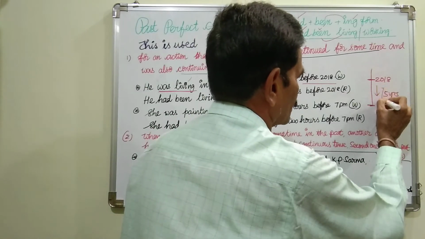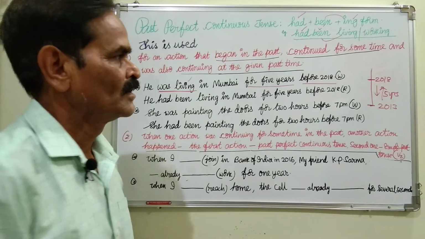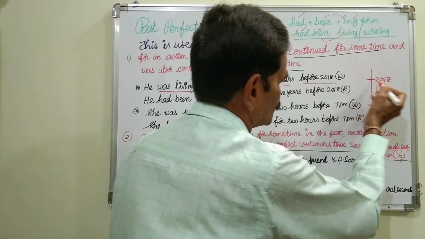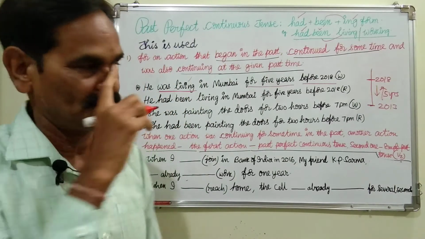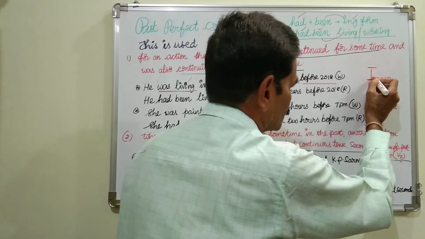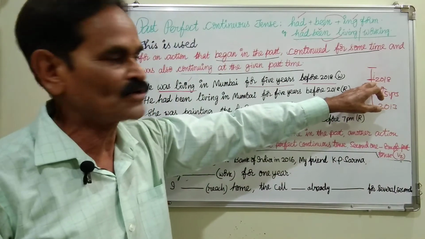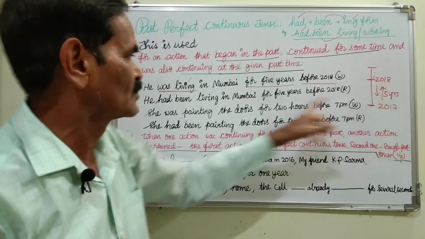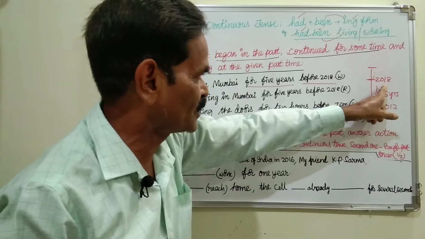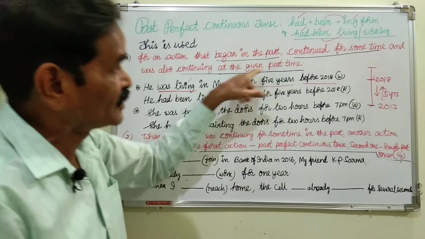It had continued for 5 years. And what is the past time we have given? The past time is 2018. And now we are here. At this time also, that action was going on. At this past time also, that action was going on. So, it began in the past, continued for some time, and was continuing at the given past time.